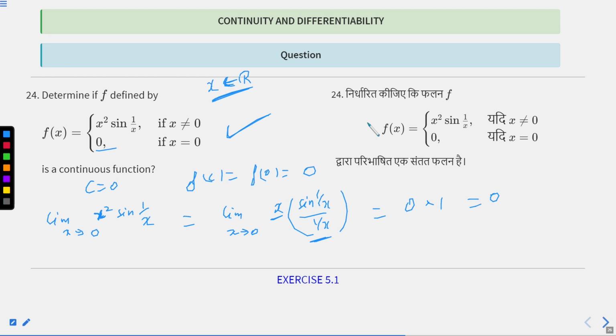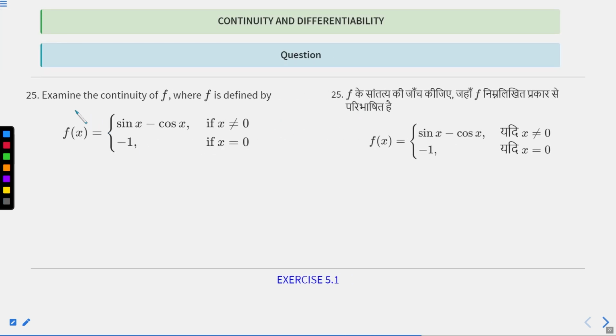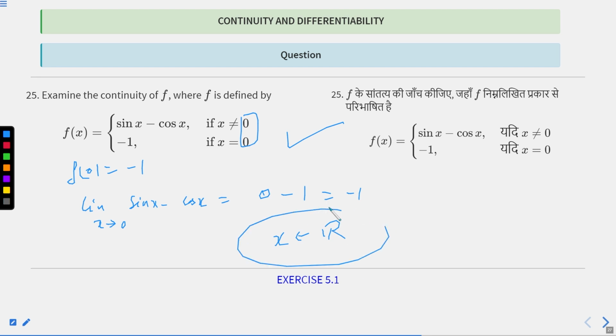Okay, let us move to the next, 25th problem. So here we also have to examine the continuity. It is continuous everywhere; the only point we have to check is 0. f of 0 is minus 1. The limit as x tends to 0 will be sin x minus cos x, and as you know, this will be 0 minus 1, so minus 1. It is continuous. In what domain? The whole of R. Okay, clear? Let us move to the next problem.